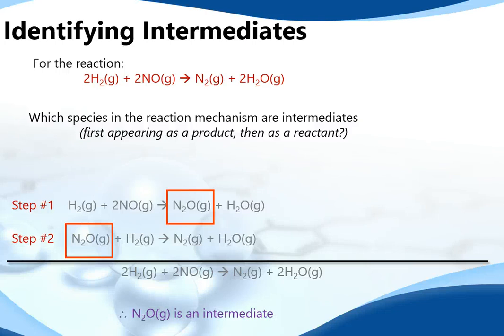It's N2O. N2O is going to be an intermediate. The reason, of course, is that it first appears as a product, right over here in step 1, and then later it appears as a reactant in the subsequent step, the next step. It's not found in the overall equation, so we call that an intermediate.